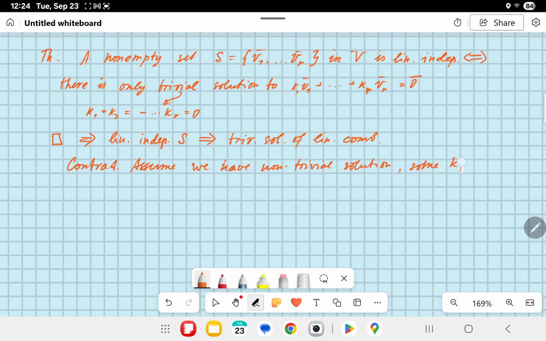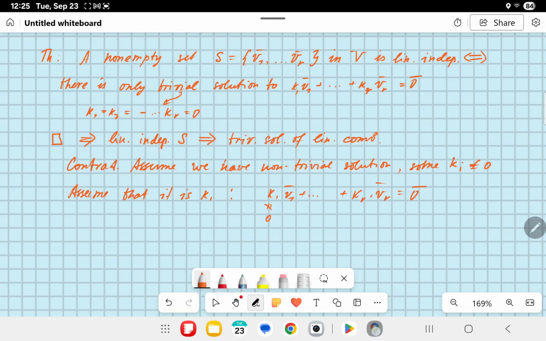Sum of k_i is not equal to 0. Well, I don't know, let's assume that this is k1. Again, it can be any k, but for k1 it's just easier to write it down. So what we can do: the linear combination k1 v1 plus ... kr vr is equal to 0 and k1 is not equal to 0.